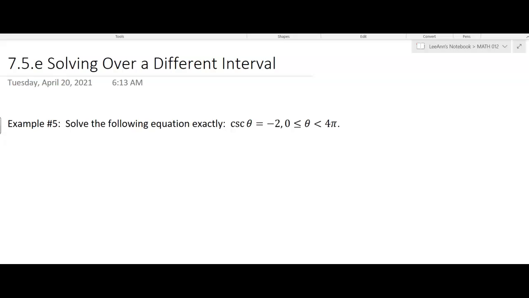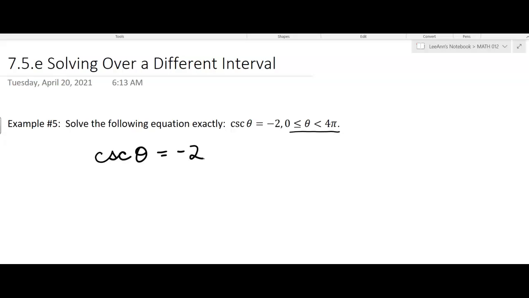Okay, so this time our equation looks kind of like what we've been working with, but notice there's a change in the domain here. They've put a different interval. They've gone from 0 to 4 pi as opposed to 0 to 2 pi. So in other words, we're going 2 times around the circle. All right, so our equation says cosecant theta equals -2.